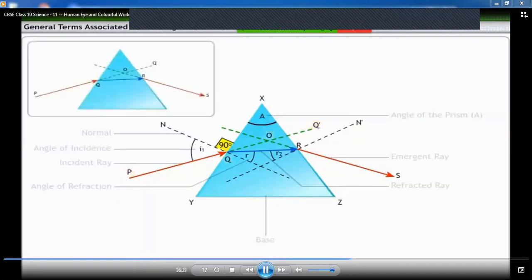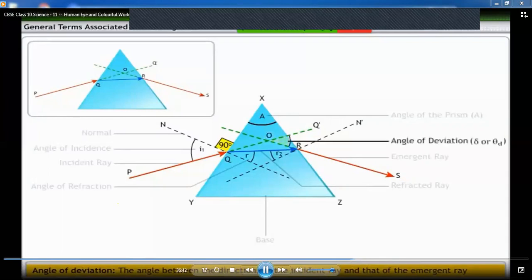Due to the prism, the light ray emerges along the path ORS. Thus, the light ray deviates from its initial path. The angle between the directions of the incident ray and that of the emergent ray is called the angle of deviation.